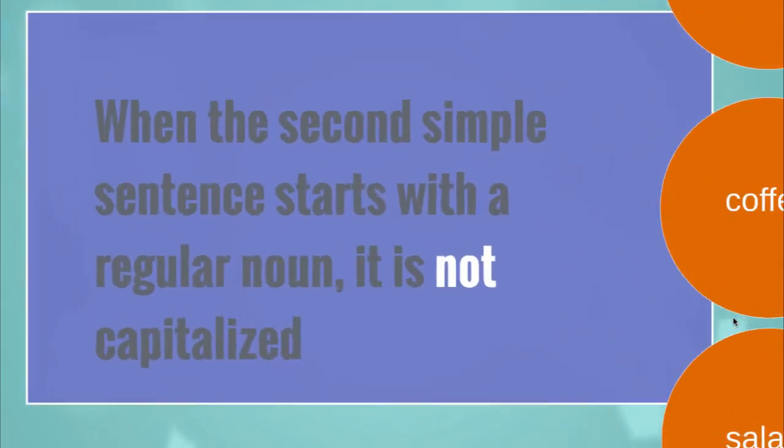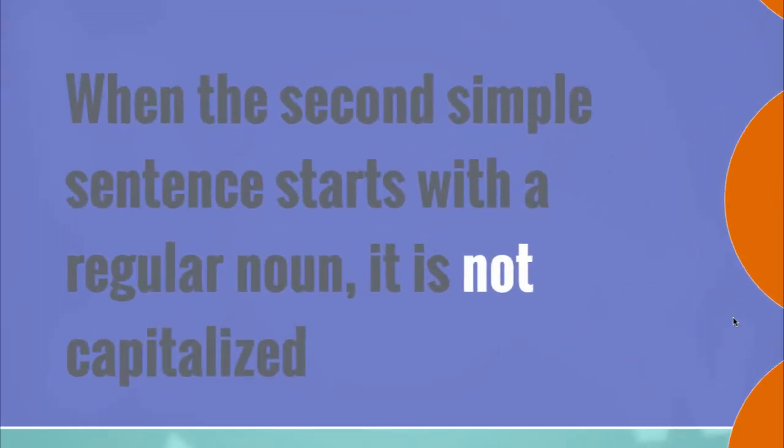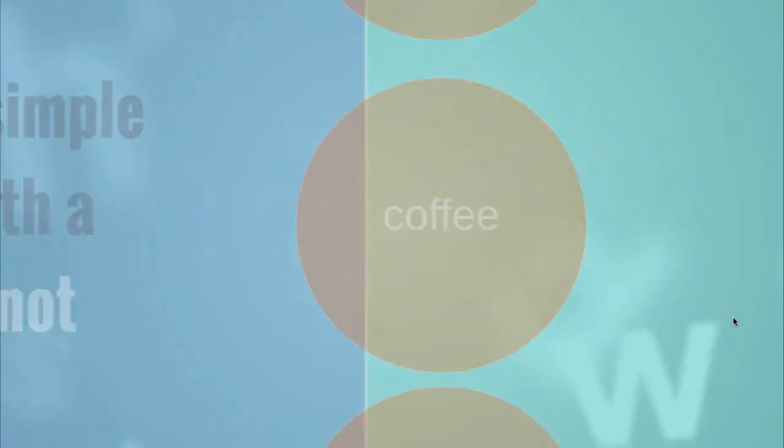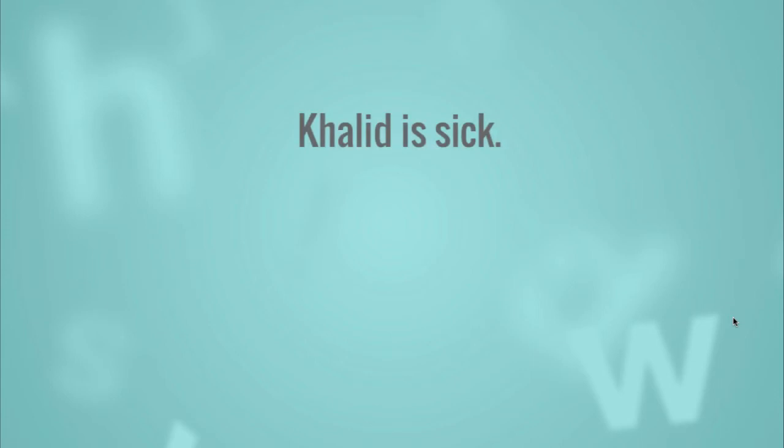But what happens when the second simple sentence starts with a regular noun? Well, then it is not capitalized. And regular nouns are words like salam, or girl, or coffee. They're not names, they're regular. And so if we look at our example again, our first simple sentence, Khalid is sick, again, has a verb, is, has the subject, Khalid, and can stand on its own.